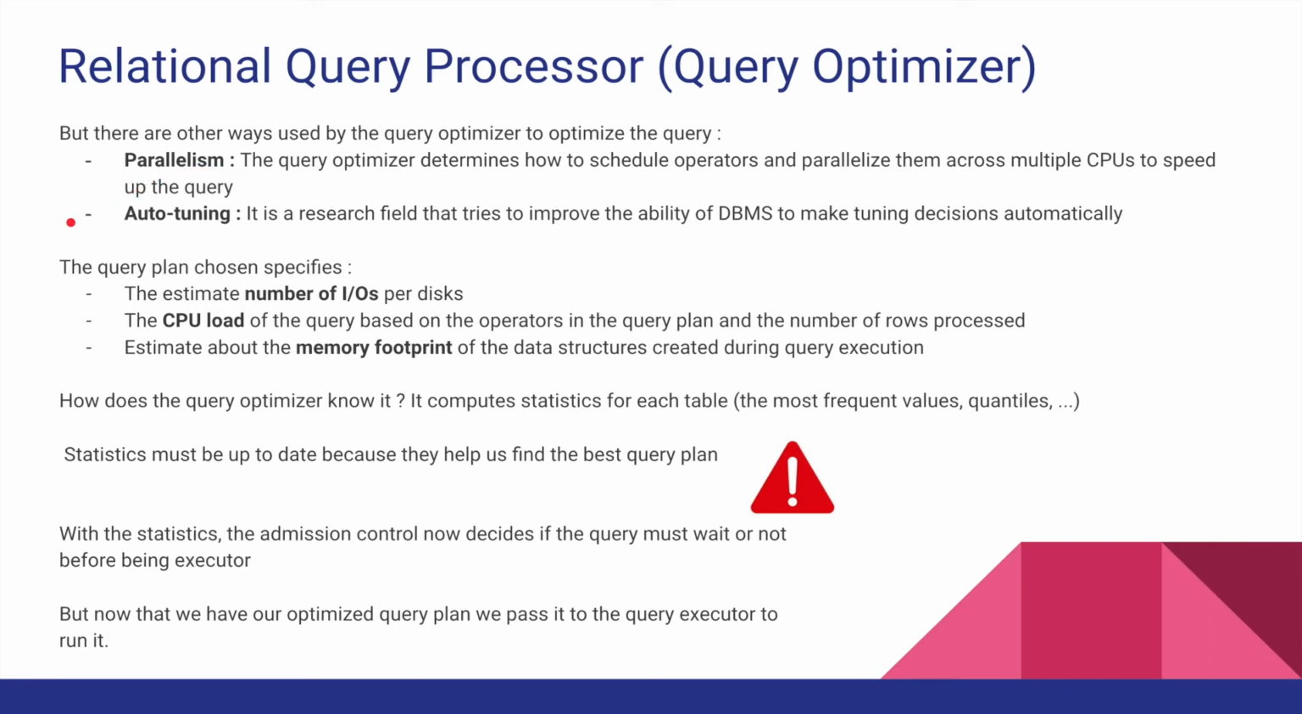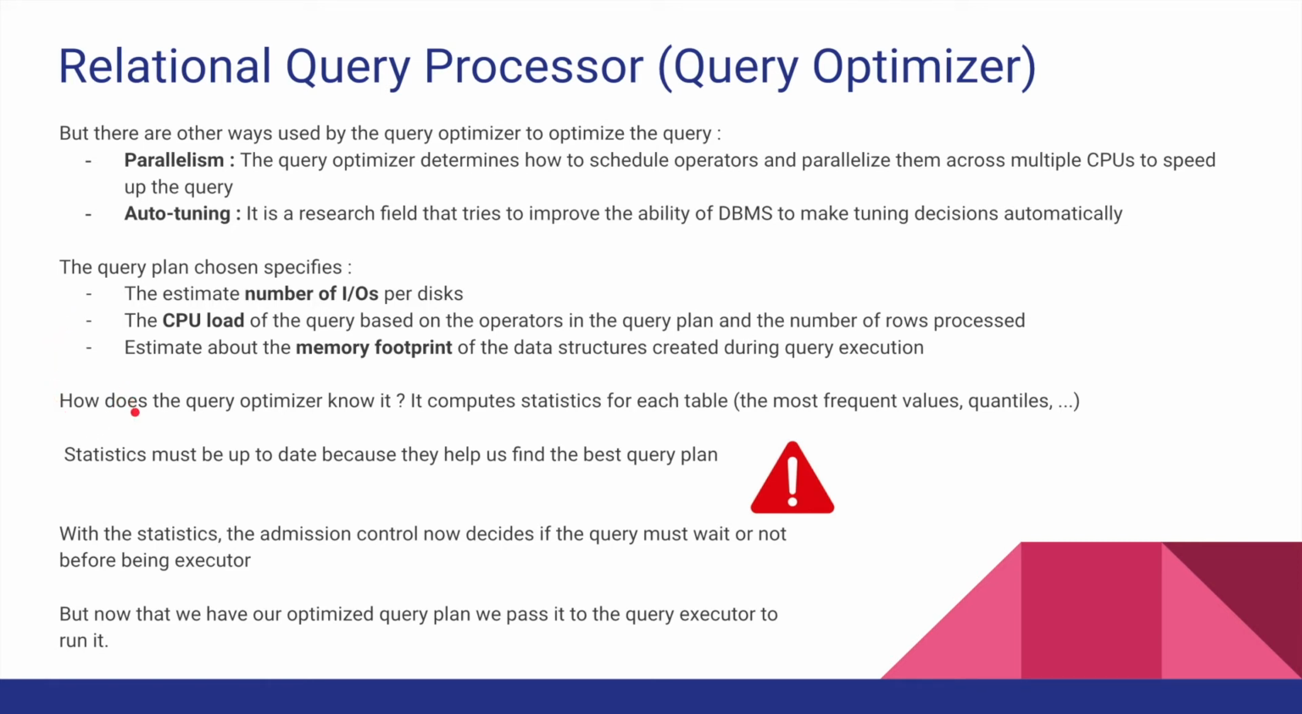I wanted to go through something else. The query plan chosen also specifies the estimated cost of the query in terms of disk I/O, memory footprint, and CPU load. How does the query optimizer know it? Actually, the RDBMS computes statistics regularly for each table. When I'm talking about statistics, I'm talking about most frequent values, average, quantiles, and so on. With these statistics, it can find the estimated cost of the query that we've just talked about.